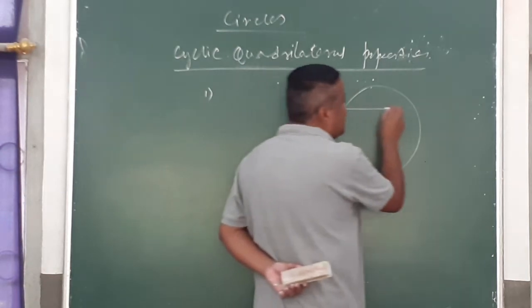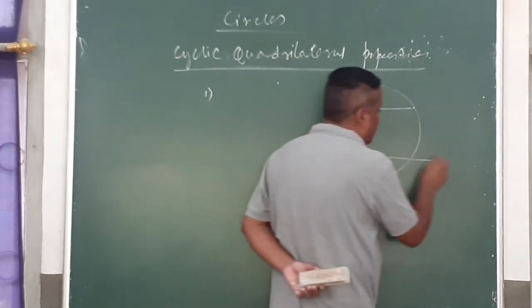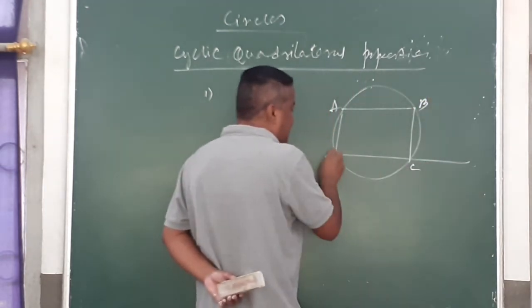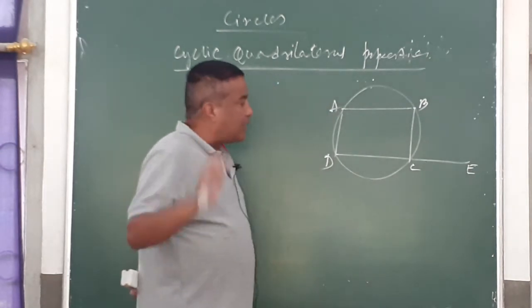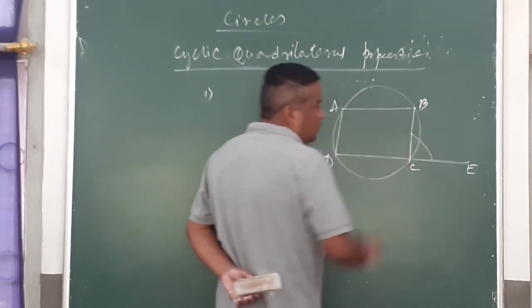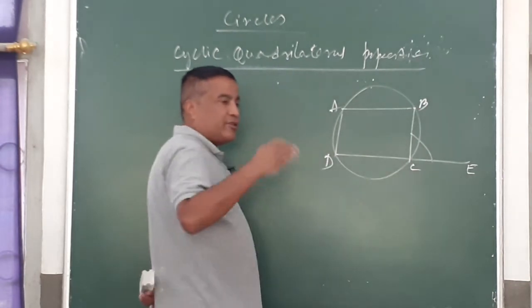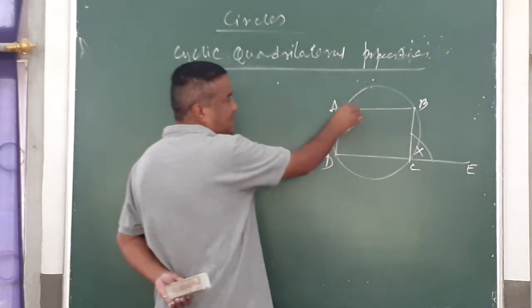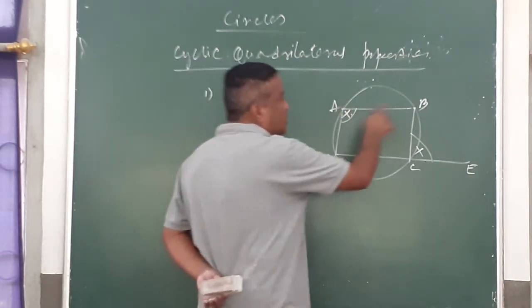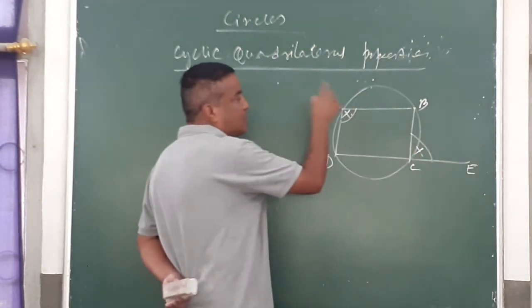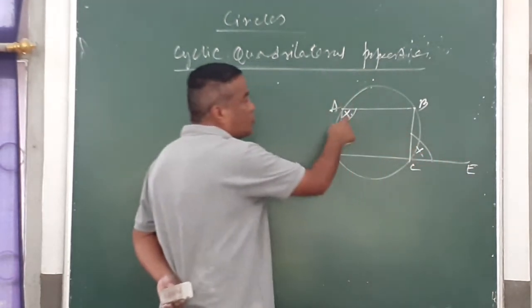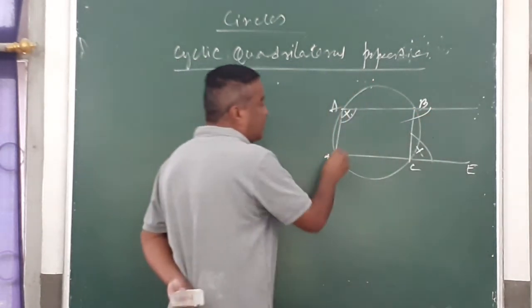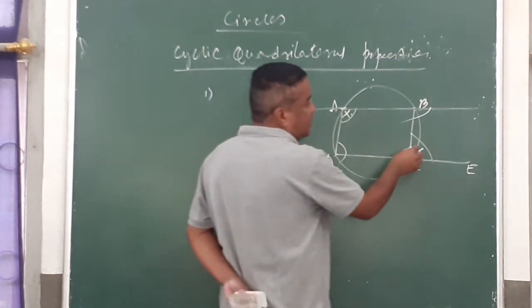Suppose this is a cyclic quadrilateral. Exterior angle means, suppose this is A, B, C, D, and this is E. The exterior angle of the cyclic quadrilateral means this angle, since exterior means outside. Now this angle and this angle are the same. The reason is, the exterior angle of a cyclic quadrilateral is equal to the interior opposite angle. If it is here, then this angle. If it is here, then this angle.